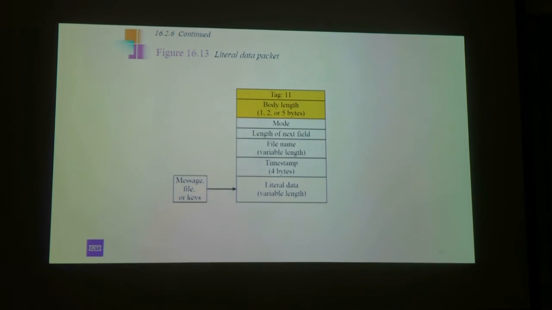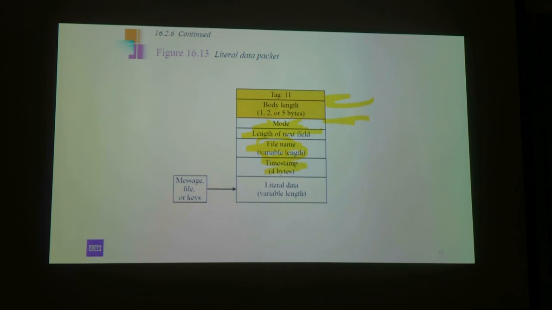Let's take an example. Okay, the first one is the literal data packet. So as any packet, it starts with what? Yeah. With a header, tag, then the body length, the mode. Okay, I'm not sure what the mode means. Let me refresh my... Okay, the mode, it tells you what kind of data. Is it binary or text? Then the length of the next field. What's the next field in here? The file name. The file name could be long, short. So you have to tell what is the length of that file name.